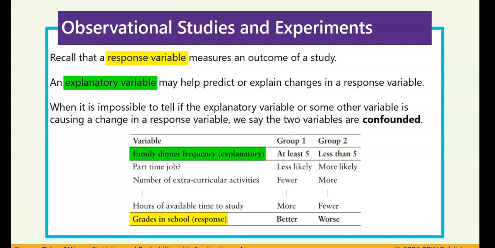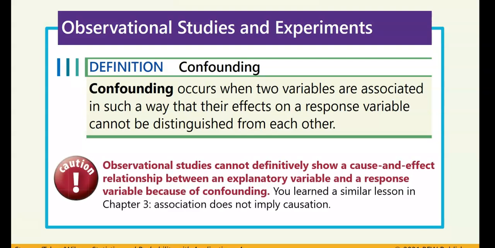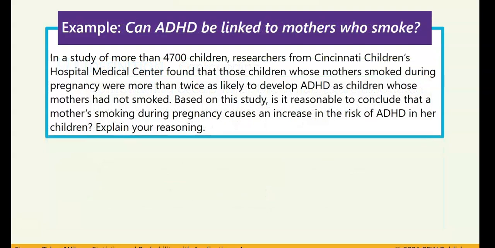When it's hard or impossible to tell if the explanatory variable is causing a change, we say the two variables are confounded. So even with an experiment, you can have some confounding variables. Confounding occurs when two variables are associated in such a way that their effects on a response variable cannot be distinguished from each other. Because of confounding, correlation doesn't prove causation, because of these darn confounding variables, right?